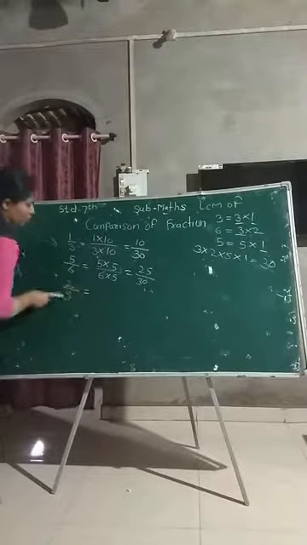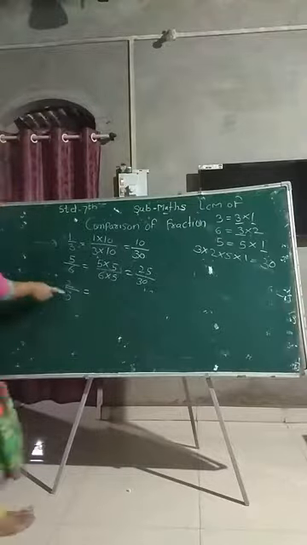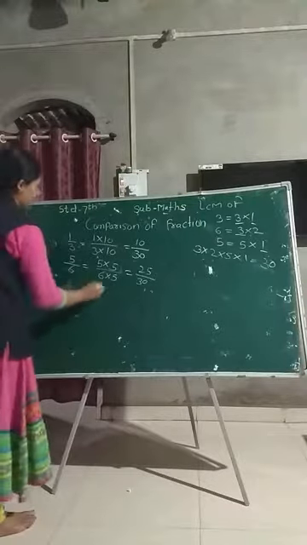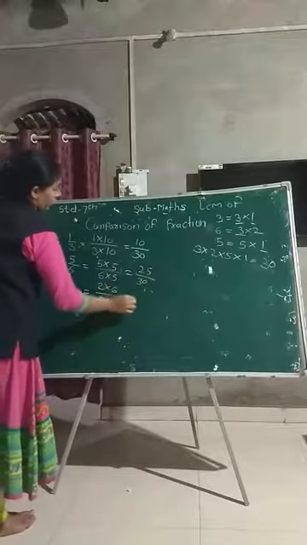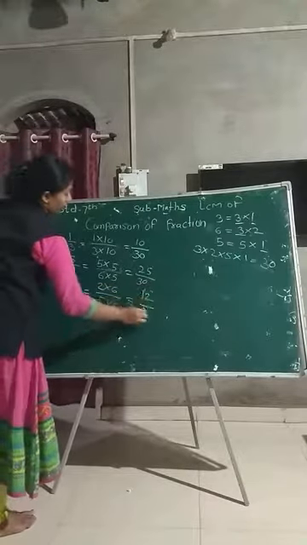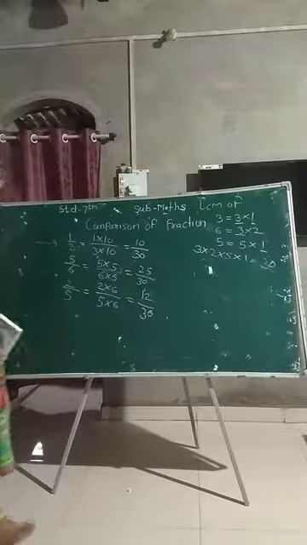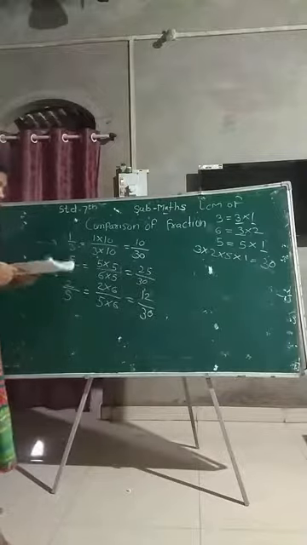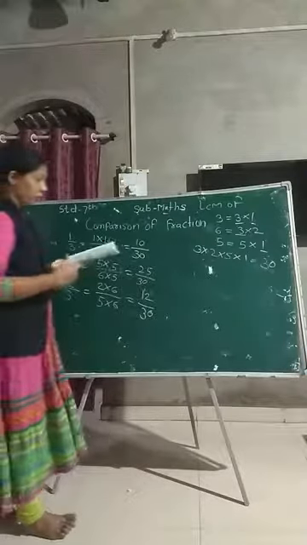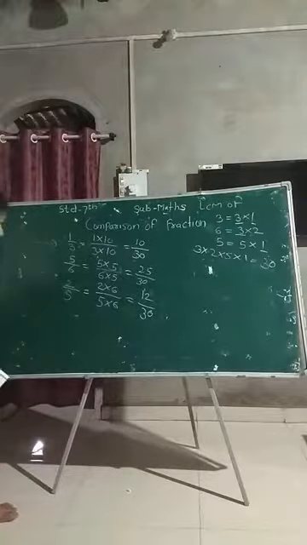To make the denominator 30, multiply by 6. 2 into 6 upon 5 into 6. Then we get 12/30. Now these are like fractions. Now you can identify the greater and smaller fraction by comparing their numerators.